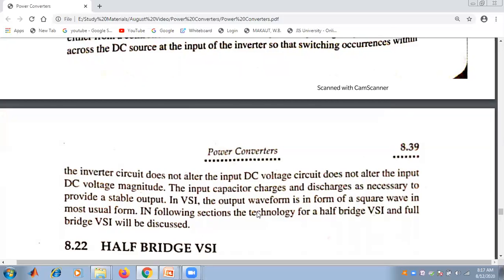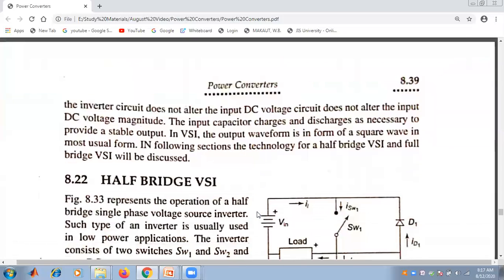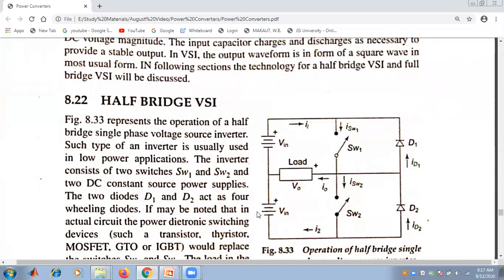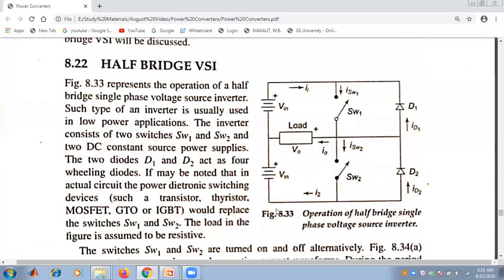In case of the VSI, that is the voltage source inverter, the output waveform is in the form of a square wave in most of the cases. So we will start our discussion with the half bridge VSI, that is the half bridge voltage source inverter. So this is the general pictorial view of the half bridge voltage source inverter.